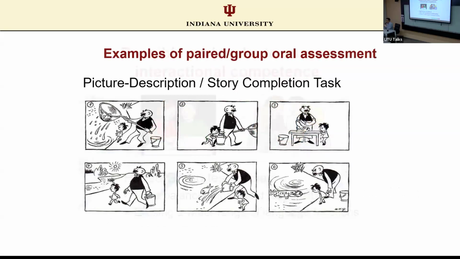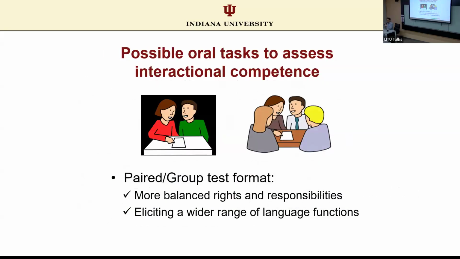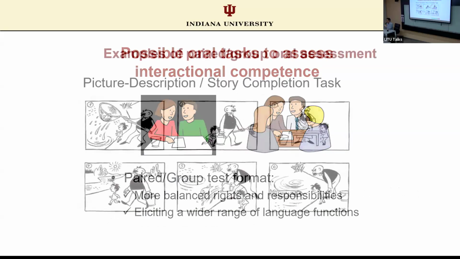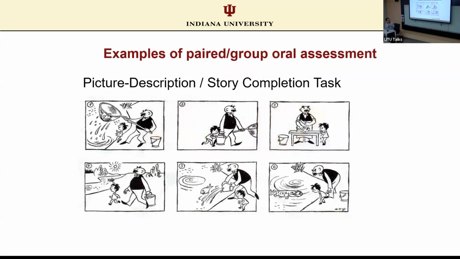But then when you have a pair or group task, they have a certain task to work together, right? You can't just say, hey, just talk to each other. You cannot do that. So then we have to give a certain task so that they could work together. And then possible tasks are, like, picture descriptions or story completion tasks.